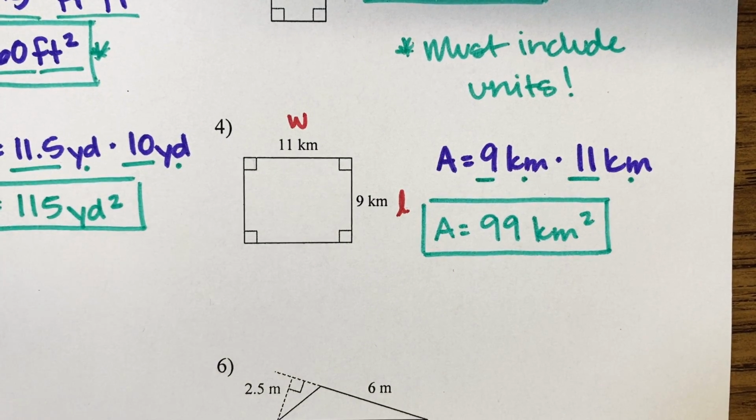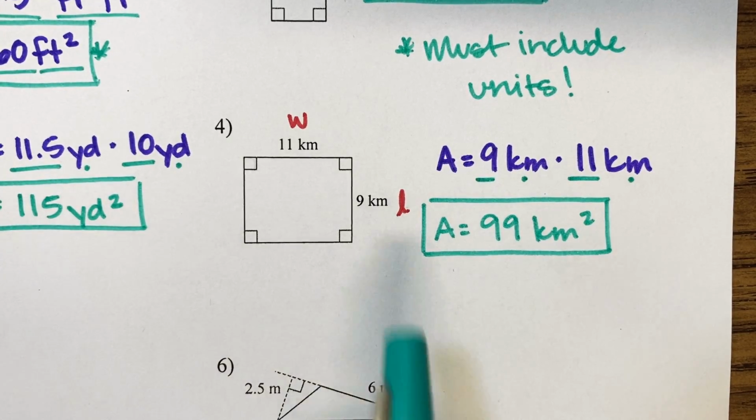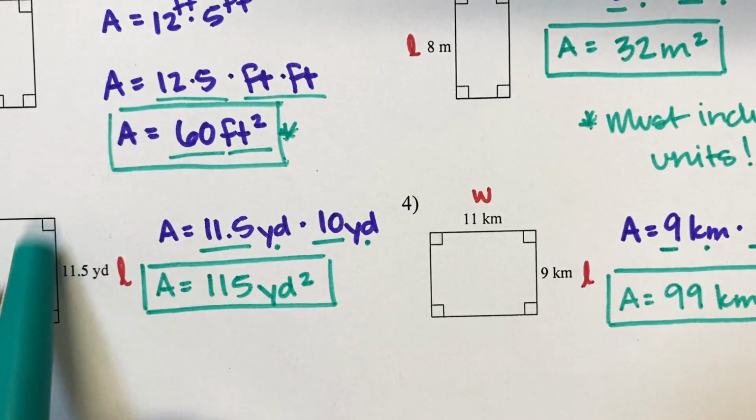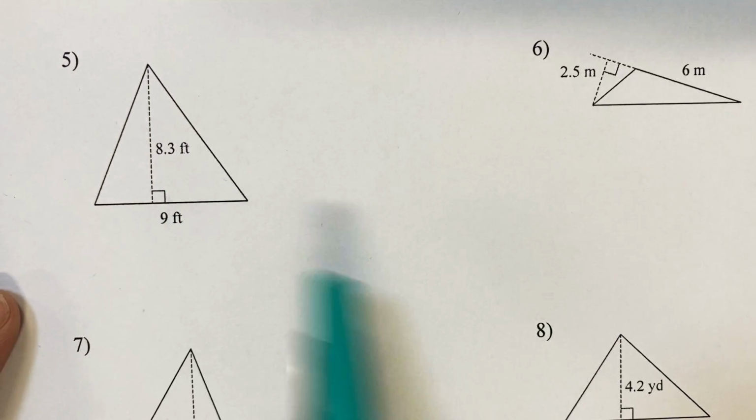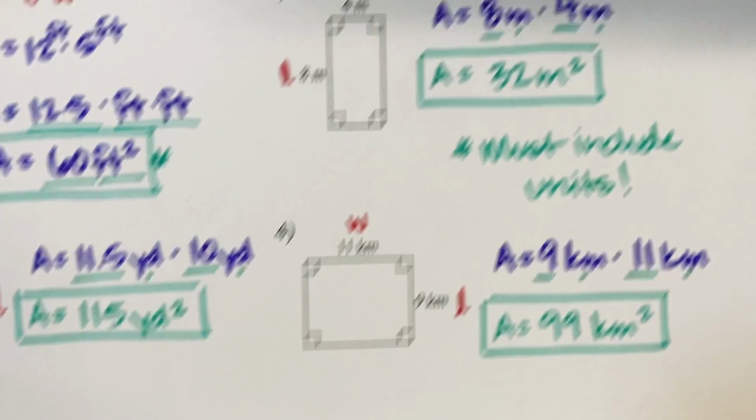And that is our final answer. Beautiful. Okay, so 1 through 4, we were finding the area of rectangles. Okay, 5 through 8, we're finding the area of triangles.